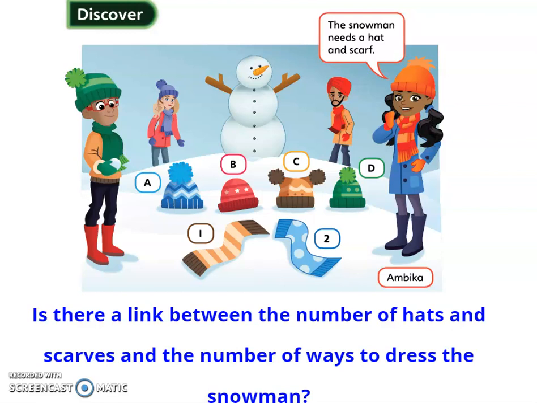Now for question 1b, we're asking whether there was a link between the number of hats and scarves and the number of ways to dress the snowman. So we know that there's 4 hats, we know that there's 2 scarves, and now we know there's 8 different ways that the snowman could be put together. So now we're going to be thinking whether there's a number sentence we can use, because I have for hat A 2 different ways for the snowman to be dressed.